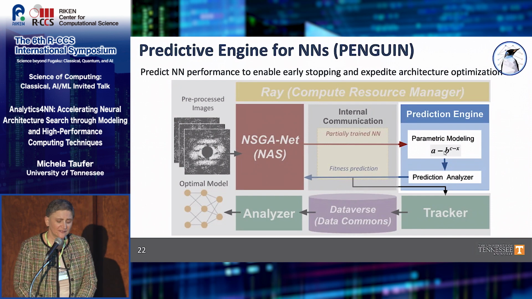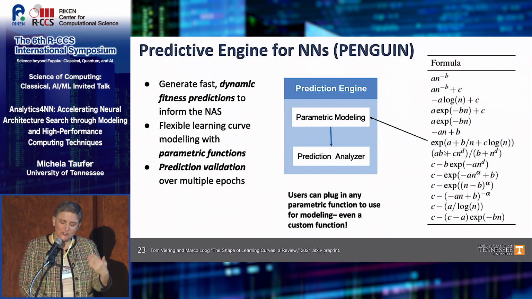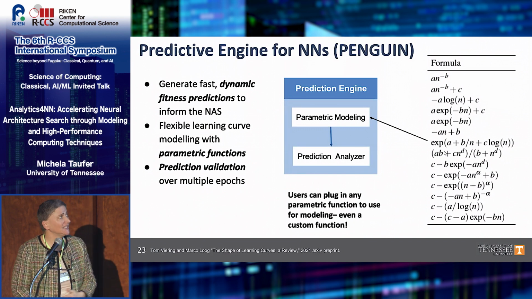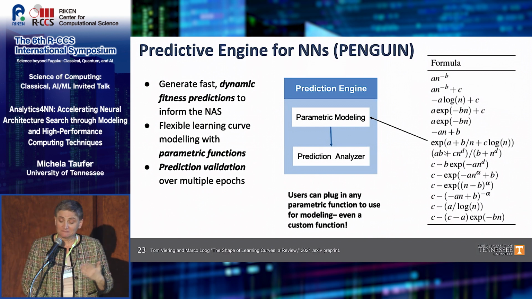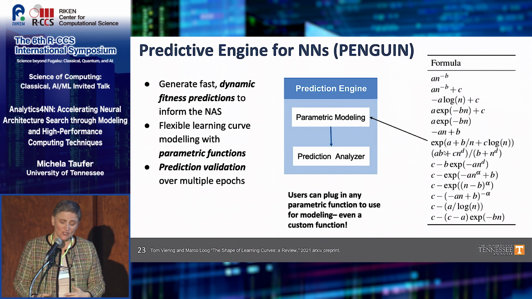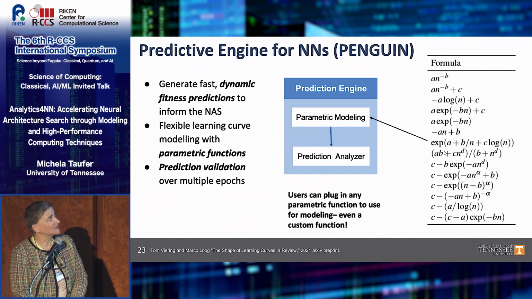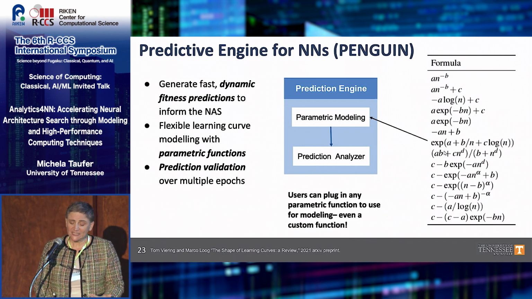And so we have this composable implementation in which a user can plug into our engine different types of models that can model not only accuracy but also losses. And in this case, we have a specific example that is passed, and we build through a loop between the parametric modeling and the prediction analyzer a function that looks a little bit like this one.